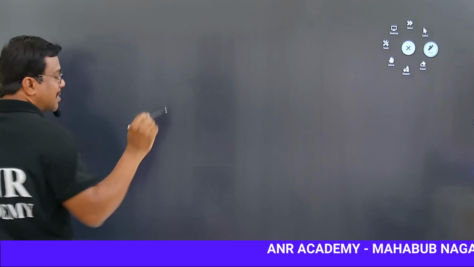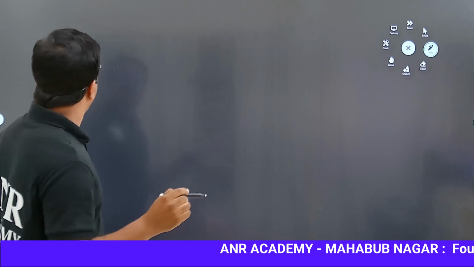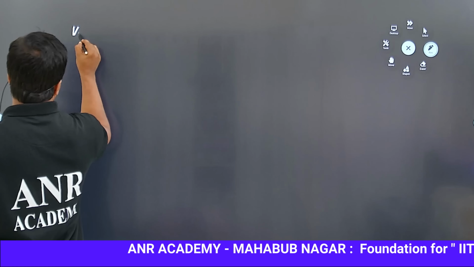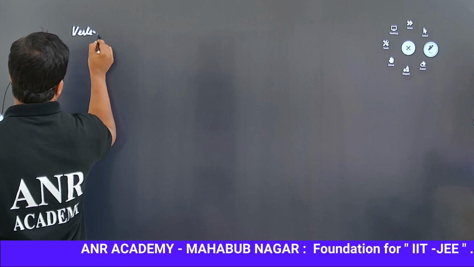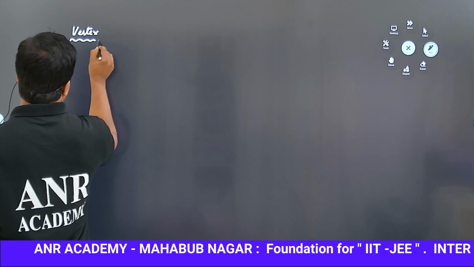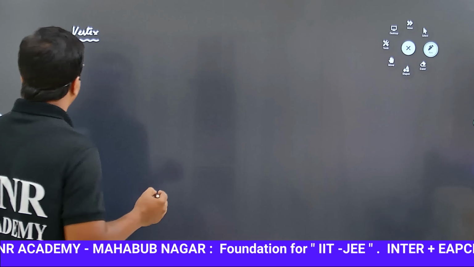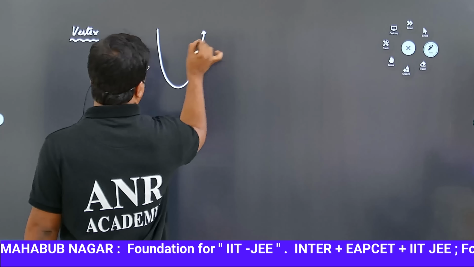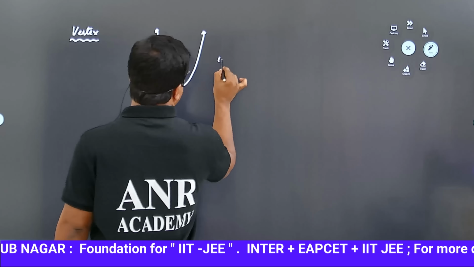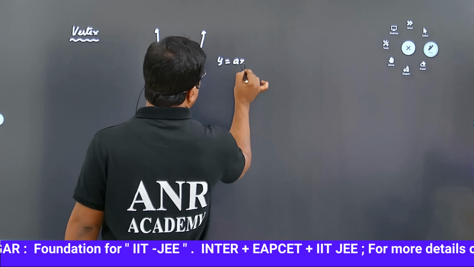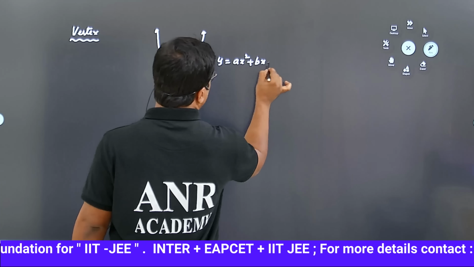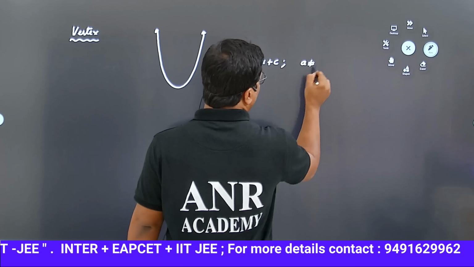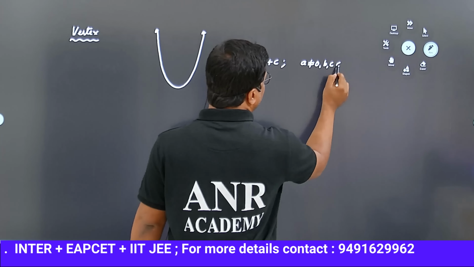Before going to discuss the coefficient b, first I am going to discuss the vertex, and then we go for coefficient b. Suppose this is the parabola. It is y equals ax square plus bx plus c, with the condition a not equal to 0, and b, c real values.